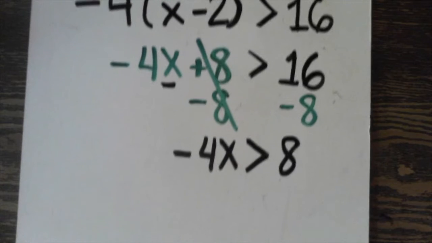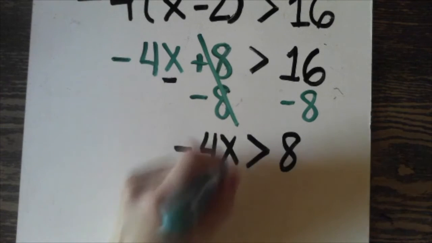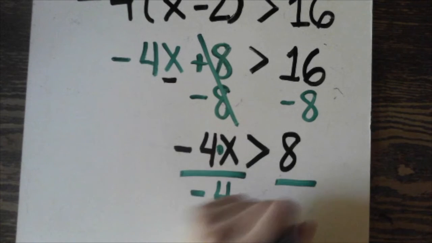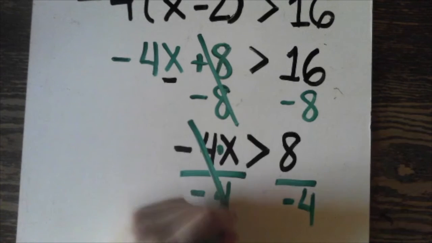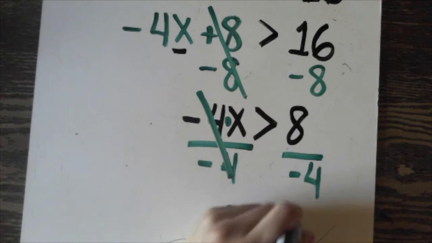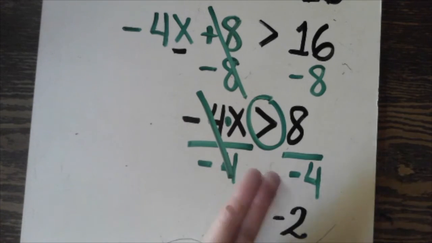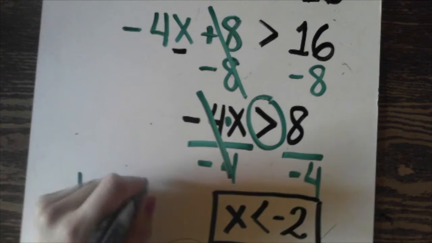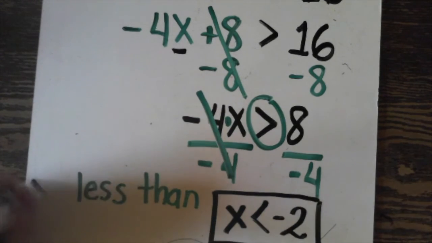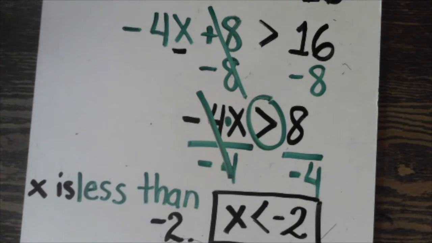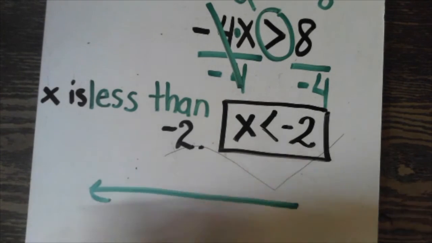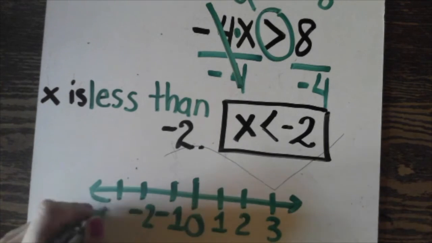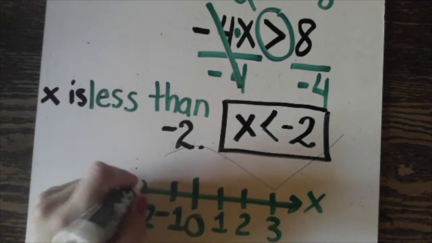Now I have -4 times x, which means I have to divide -4 on both sides, and because I divided by a negative, I am going to remember to change the sign. This reads as x is less than -2. Our final step is to draw our number line. Again, remember you can start with any number. You do not have to have a 0 at the center, although it is nice when you do. You create a circle that is an open circle since we do not have equals, and we head to the left.